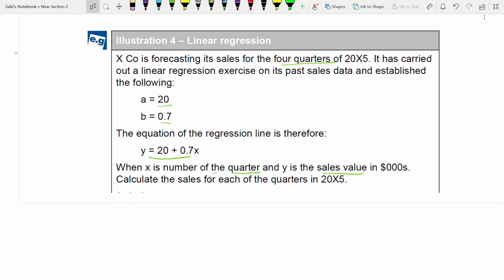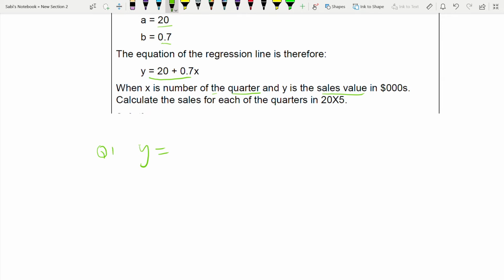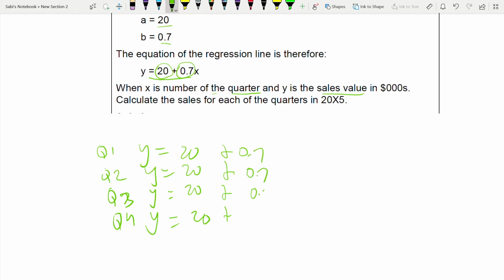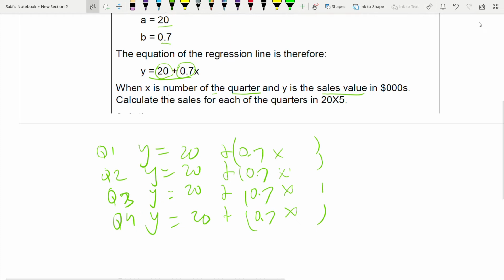Even though in SBL this type of question will not be asked, you should know how to perform a linear regression. So this is how you're going to do it. Y equals, for quarter 1, quarter 2, quarter 3, quarter 4, you start with 20, plus 0.7, which is also given. You multiply 0.7 by the number of the quarter. They already told you X is the number of the quarter. So this is quarter 1, this is quarter 2, this is quarter 3, this is quarter 4. And you get the answer. That is your Y. That is your sales.